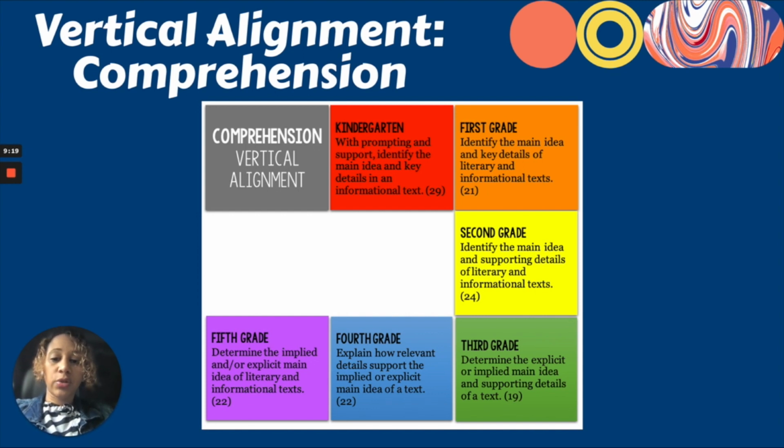And then we get to fifth grade, determine the implied and or explicit main idea of literary and informational text. So we have the informational and the literary text, and we need to be able to get the explicit or the implied main idea. So fifth grade is kind of taking all of the things that we've done from K through 4 and putting them all together so that the students have a great grasp on comprehension.